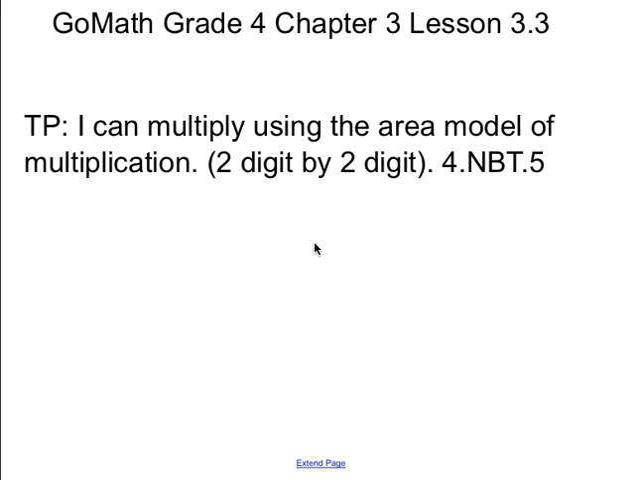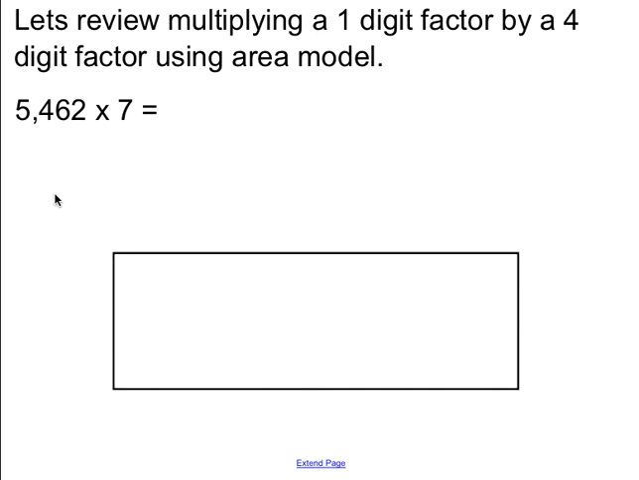Okay, so we did learn how to use the area model of multiplication inside Chapter 2, where we did a 1-digit by a 2-digit, a 1-digit by a 3-digit, and a 1-digit by a 4-digit number using area model. So we're going to start off this video by reviewing how to multiply using the area model with a 1-digit by a 4-digit. Let's review multiplying a 1-digit factor by a 4-digit factor using area model.